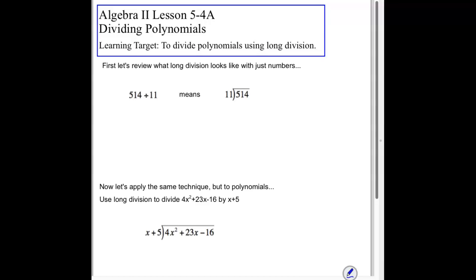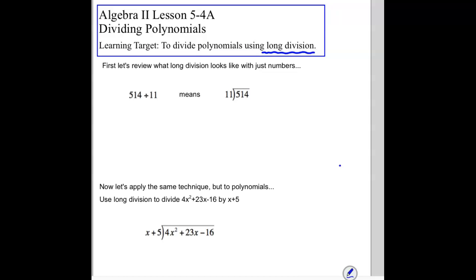Today we're going to look at section 5.4a. We're starting to focus on dividing polynomials, and we have two different techniques. Today our technique is going to be long division. This is a technique that will work for any polynomial division.